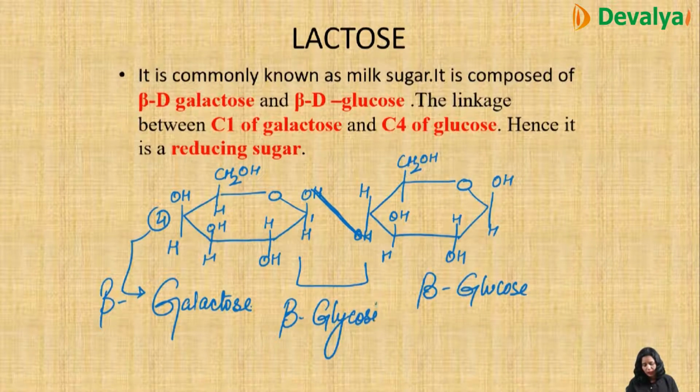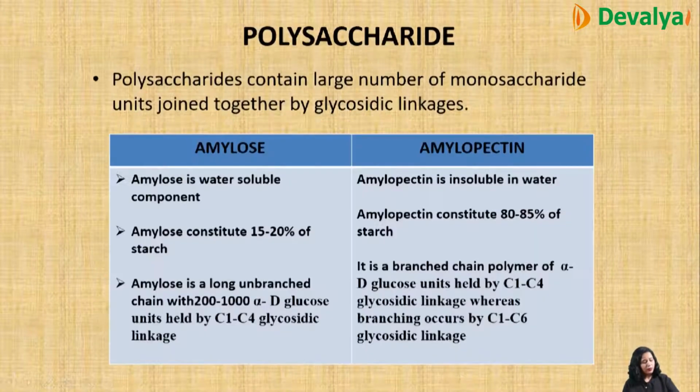This is the beta glycosidic linkage. Next is a polysaccharide. Polysaccharides contain a large number of monosaccharide units joined together by glycosidic linkage. And we have divided them into two, amylose and amylopectin. Amylose is water soluble, amylopectin is insoluble in water.